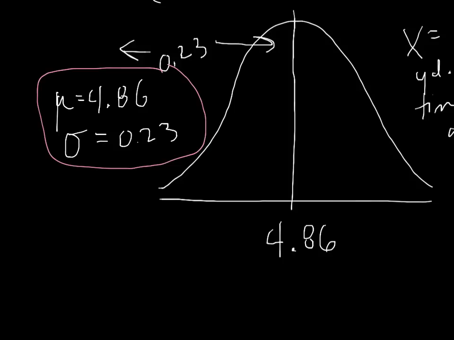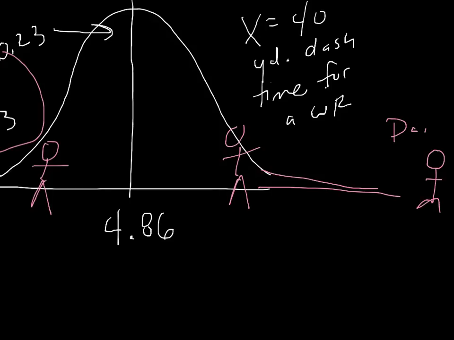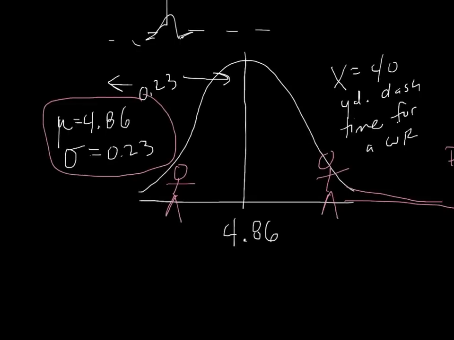If you're a guy trying to strike it big, you want to be over here. Alright? If you're over here, you're not going to get drafted. You're not going to be recruited as highly as somebody on the other side of the curve, alright? And if you're over here, your name is Danny. Alright? That's Danny.